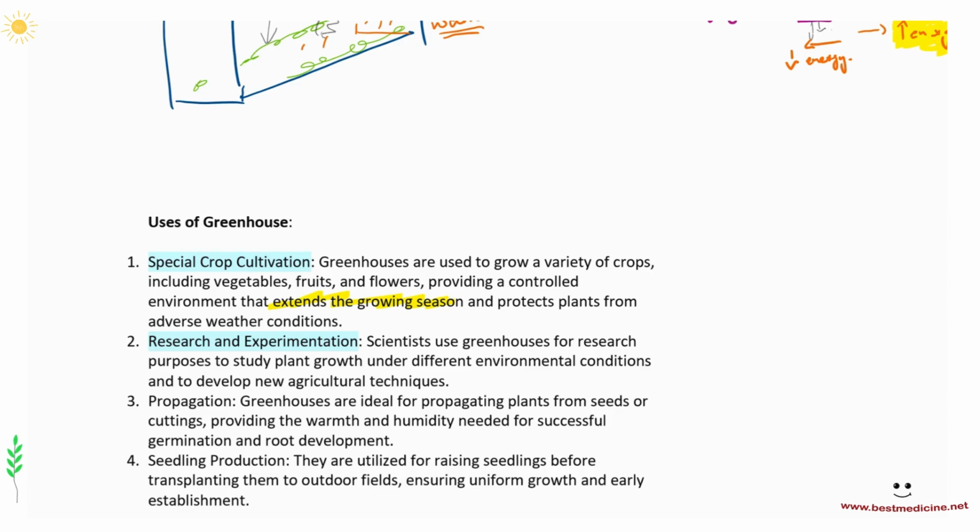Actually, around my university, we have a lot of these being used for research. So scientists use greenhouses for research purposes to study plant growth under different environmental conditions. So they control different environmental conditions in different greenhouses to see plants' reactions to that. Okay? And of course, propagation. If you want to propagate some seeds, seedlings, right, or cuttings, and you want to give them the perfect sort of a temperature and environment, then propagation is a good use of the greenhouses. Seedling production. Again, raising seedlings by providing them the perfect environment.